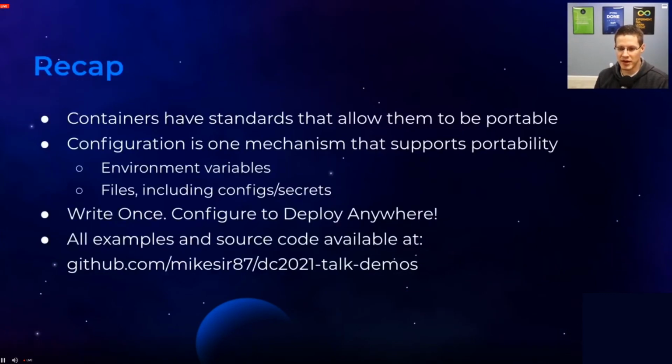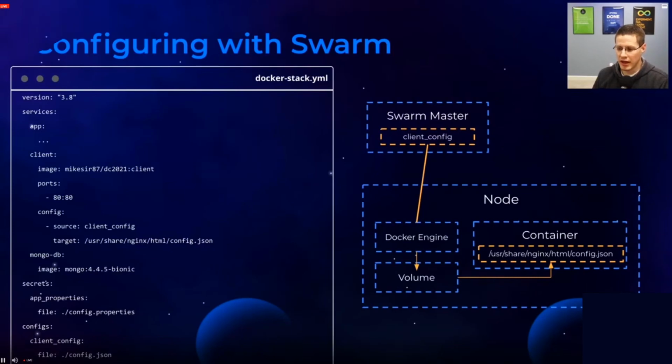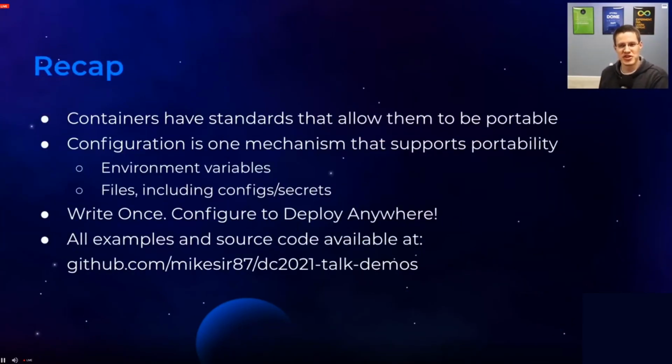And with Kubernetes, it's much the same way. Containers have standards, just like intermodal containers that allow us to configure how we connect to them and make them portable and reconfigure them. Configuration is one of these mechanisms, and we can use environment variables and files, leveraging the orchestration system that you're deploying in, as well as whatever you're developing in. Use what makes the most sense. Write once, configure to deploy anywhere.